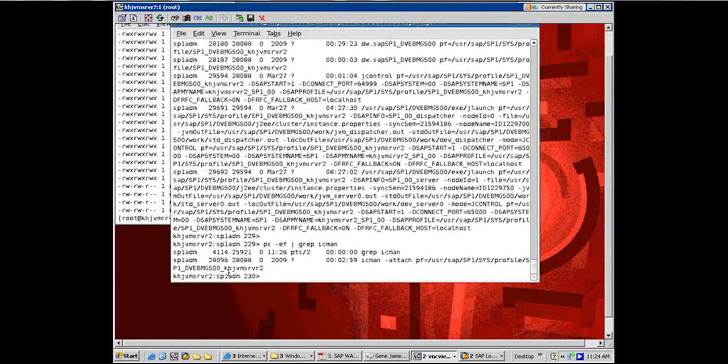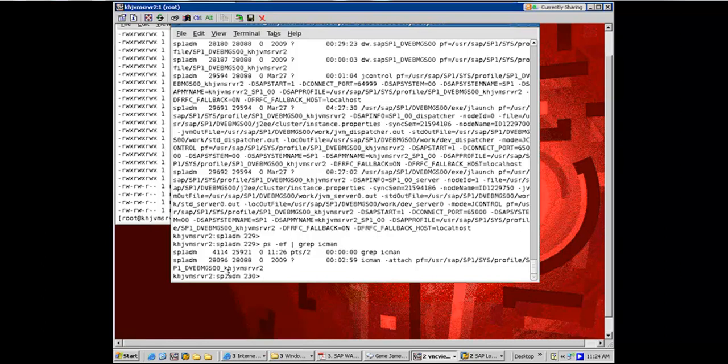And every vendor, whether it's HP, Sun, IBM AIX, or Windows, they all have some kind of clustering technology available, which will make it highly available. In addition to the message server, the other single point of failure is the NQ work process. So what makes the central instance a single point of failure are those two work processes, the message server and the NQ work process.